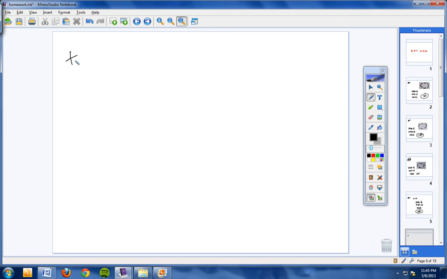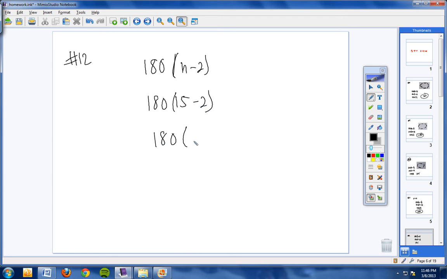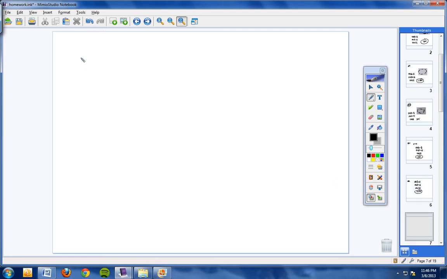Alright, number 12. They give us 15 sides, so it would be 180 times n minus 2. Where the n is, I'm going to substitute 15, so 15 minus 2. That would be, of course, 13, so 180 times 13 would give us 2,340 degrees. Alright, moving on to next problem, number 13.